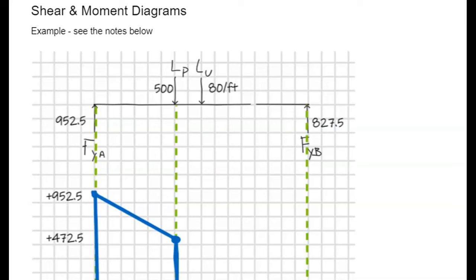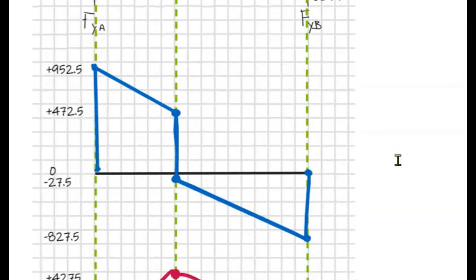Ladies and gentlemen, this is a quick run through of shear and moment diagrams. This is from the example that I did in the previous video, and this is the shear diagram that I put together. The things you need to identify are these numbers here.